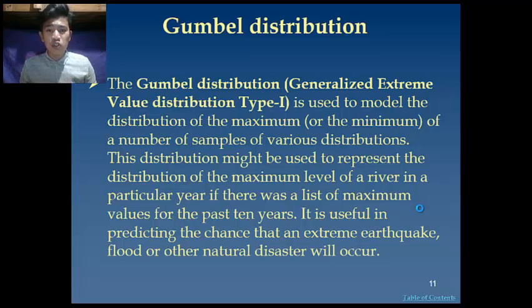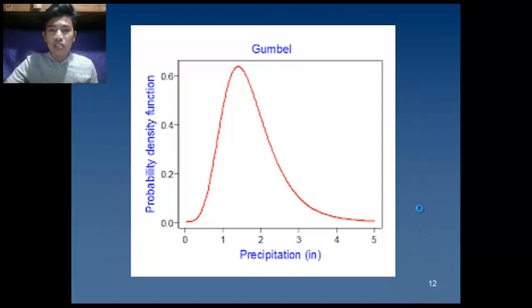Anyways, Gumbel distribution is really important in predicting earthquakes or measuring floods. This distribution might be used to represent the distribution of a maximum level of a river in a particular year if there was a list of maximum values for the past 10 years. It is useful in predicting the chance that an extreme earthquake, flood, or other natural disaster will occur. So this is very useful. So let's proceed to the definition.